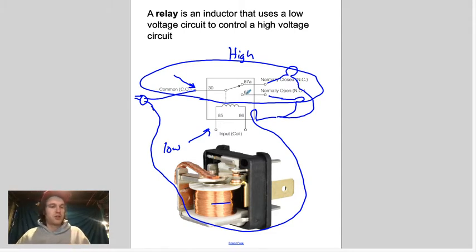How is it different from a transistor? Answer that. A transistor is low voltage controlling low voltage, right? We can kind of create different voltages with a transistor. With this, they're completely separate. Completely separate.